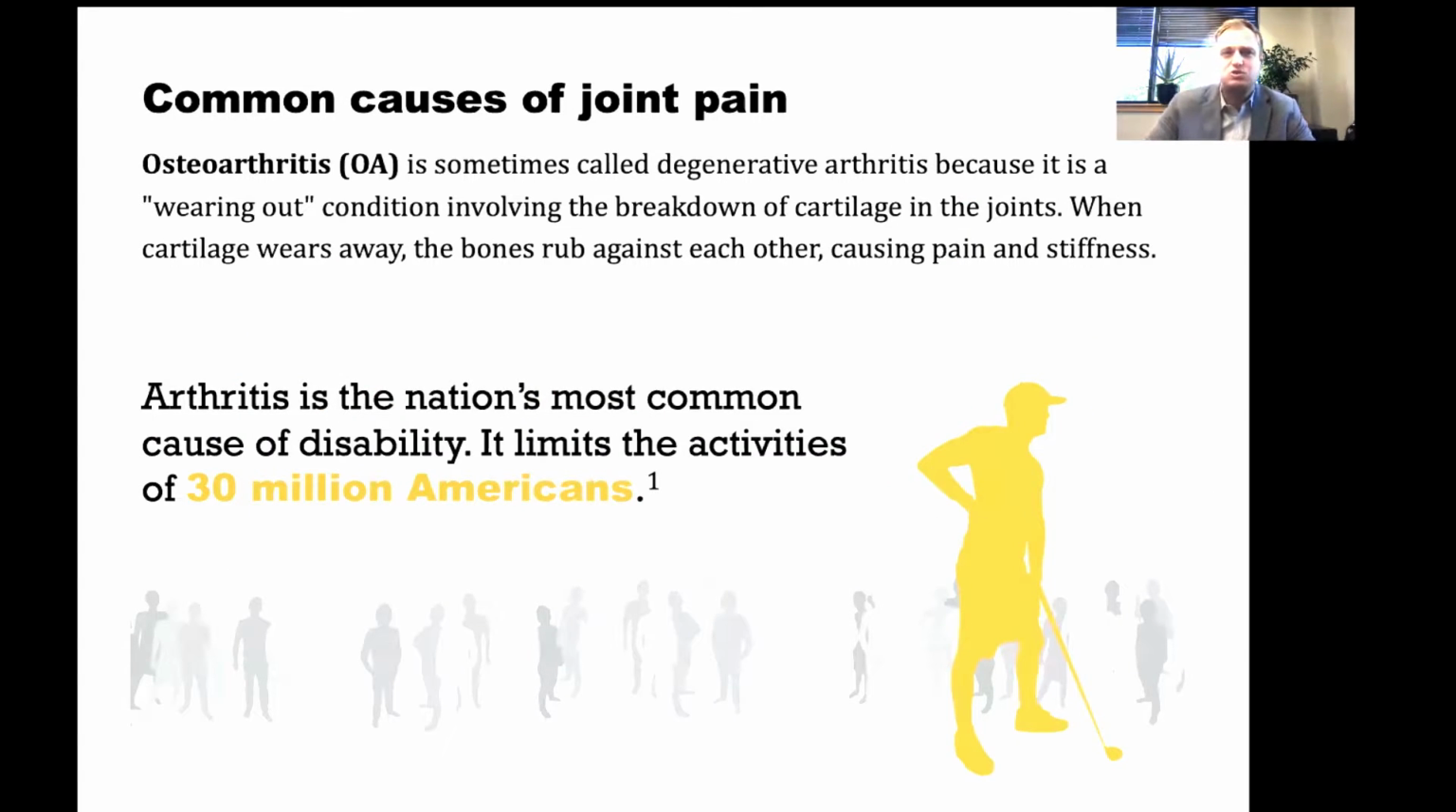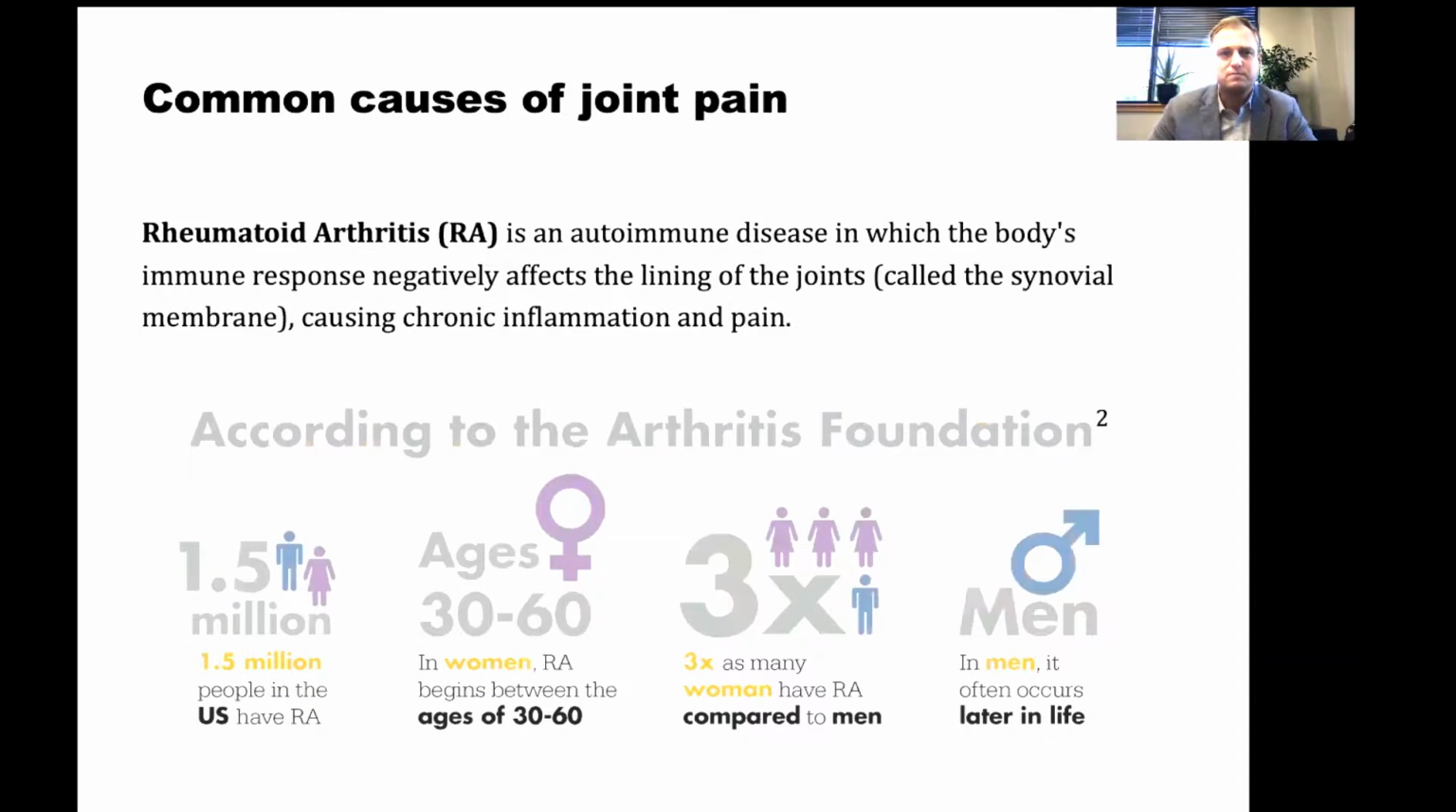A common cause of joint pain is osteoarthritis. It's also called degenerative arthritis or degenerative joint disease because it's a wearing out condition of the cartilage of your joints. It's something that's very common. Over 30 million Americans are affected by osteoarthritis.